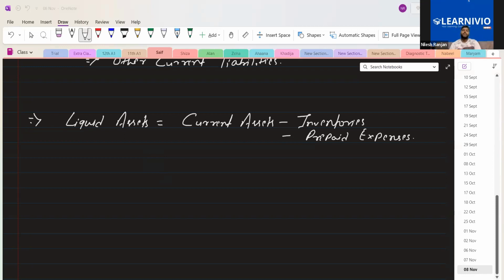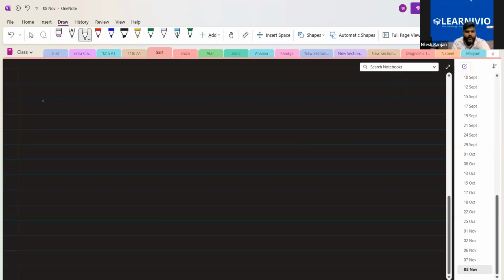Now you can see the question here. From the following, compute current ratio. The first question: trade receivable is 1,80,000, prepaid expenses 40,000, cash and cash equivalent 50,000, marketable securities, land and building, bills payable, creditors, debenture, inventories, expenses payable. All these are given. Now, first of all, to calculate current ratio, what do we need? Current assets and current liabilities.